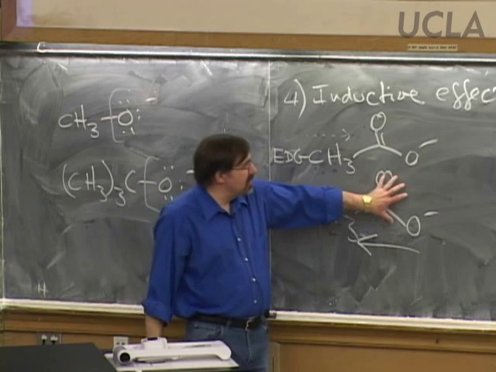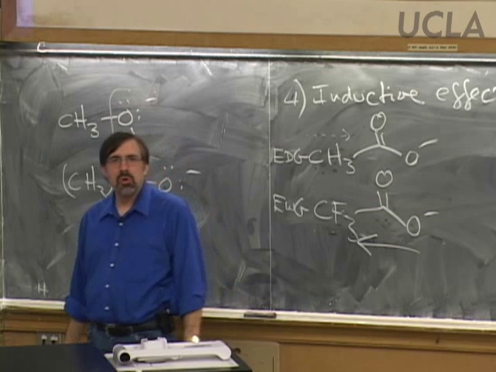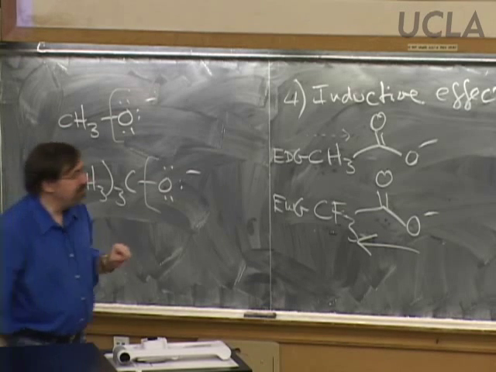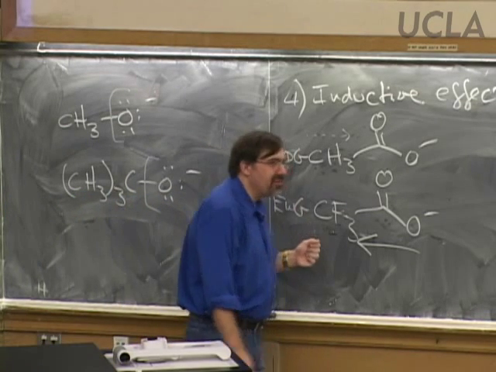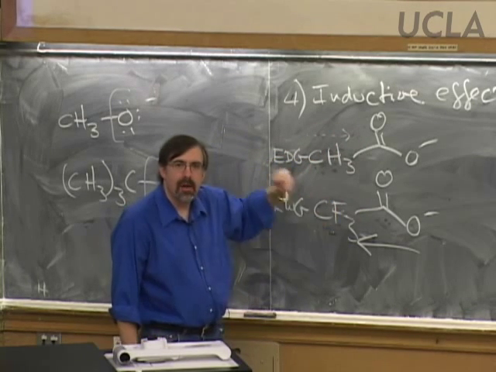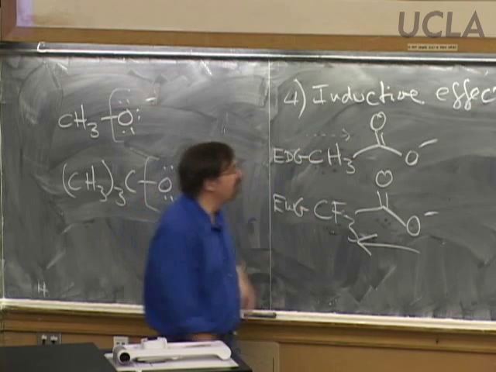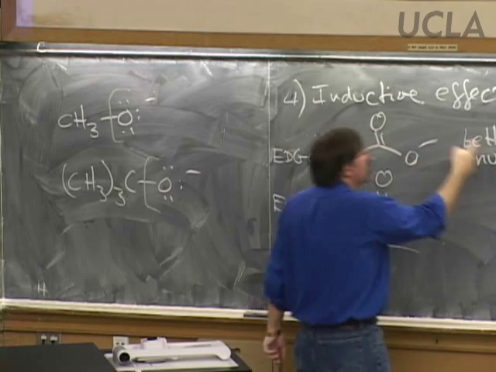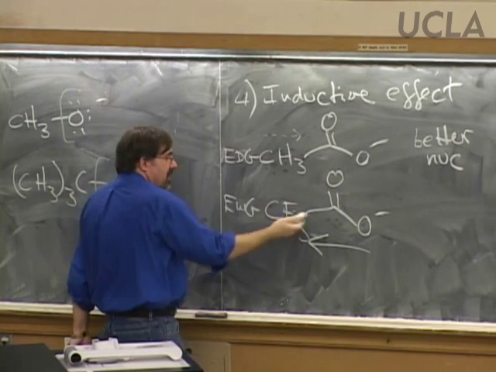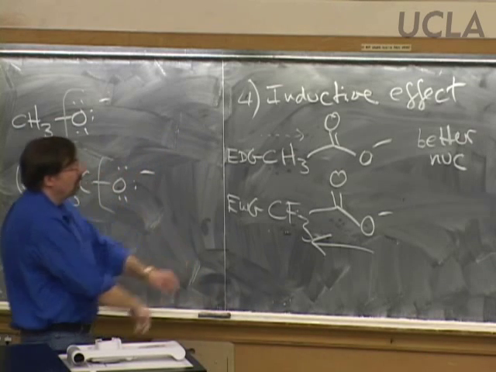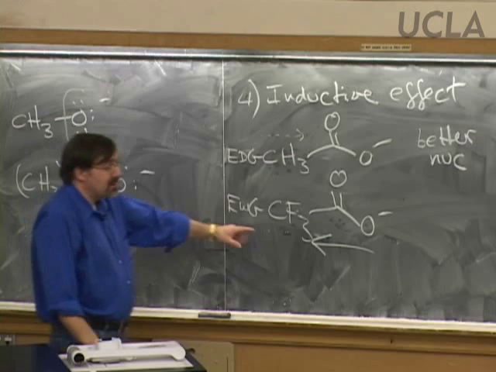If I'm taking electron density away from the CO2 minus portion, the portion of the molecule that's supposed to share electron density, what does that do to nucleophilicity? In other words, which one of these is the better nucleophile, acetate or trifluoroacetate? Better nucleophile, which one? Top or bottom? Top. This is the better nucleophile, because this inductive effect of the CF3 is taking electron density away from the CO2 minus. Now, this is an electron withdrawing inductive effect here that mattered.